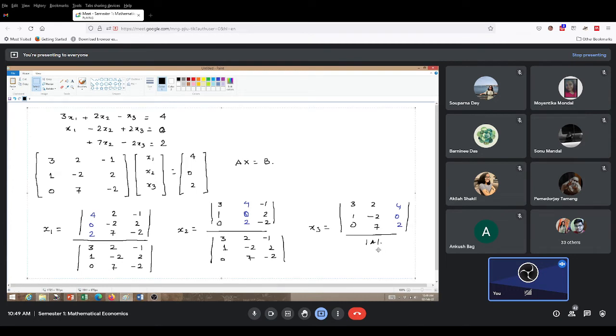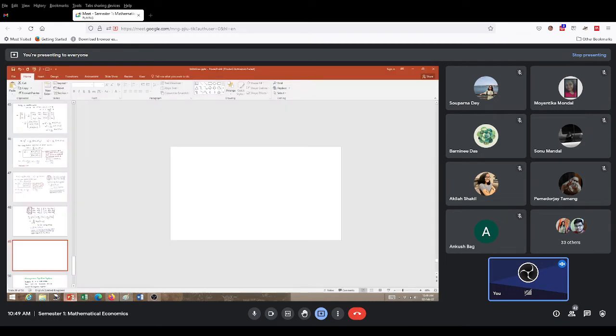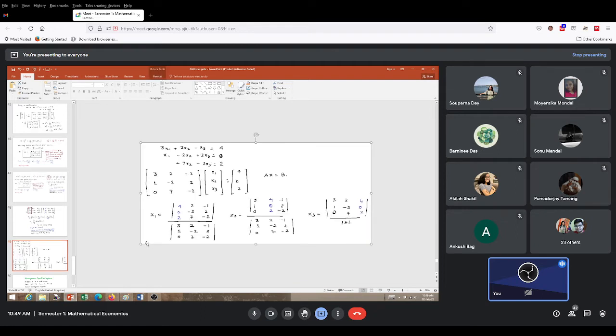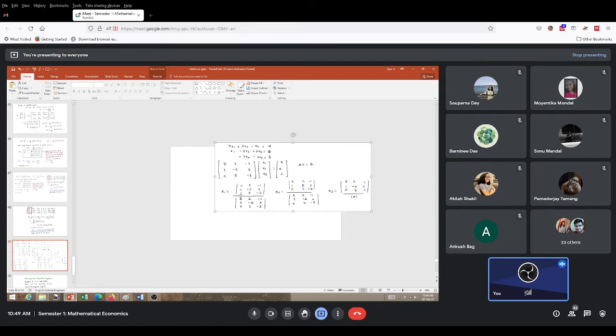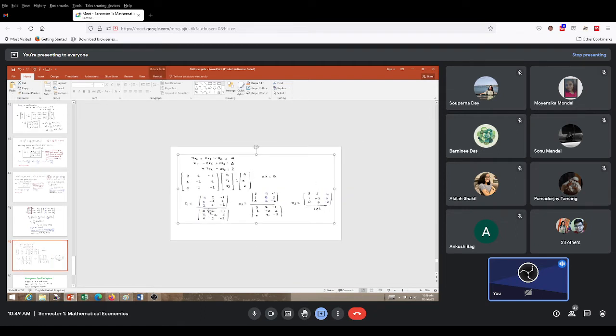Okay, see, the determinant value you have to find out only once, right? Because it's same for the other two cases. So once you find out the determinant of A over here, you don't have to find it out every time. It's only the numerator part, this determinant, which you have to find out every time.